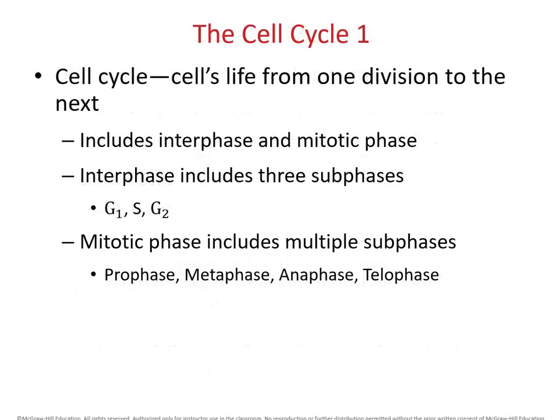So now we're going to talk about the cell cycle. The cell cycle has 2 broad phases. First is interphase, when the cell is growing, duplicating its DNA, and living, doing whatever that cell is specialized to do. And then we have the mitotic phase, where the cell divides. Interphase is divided into G1, S, and G2. And then the mitotic phase is subdivided into 4 parts: prophase, metaphase, anaphase, and telophase. We're going to go through these in detail.